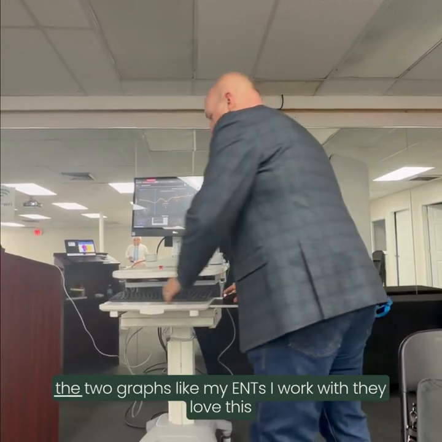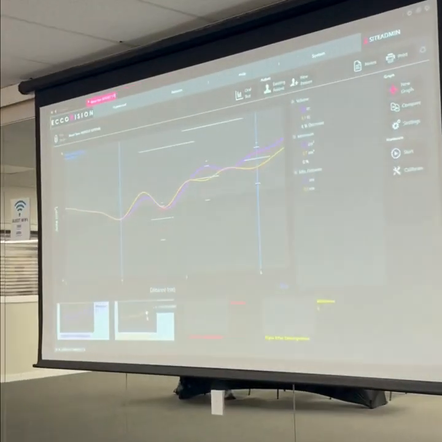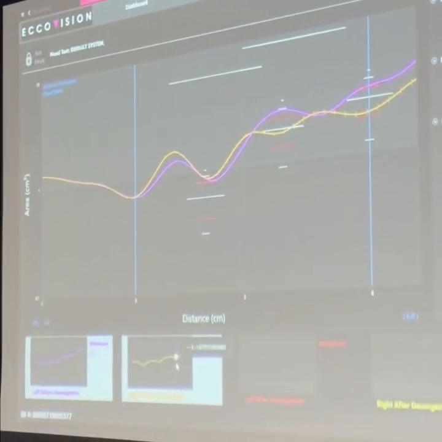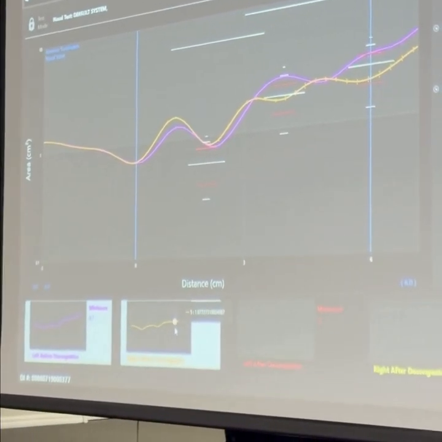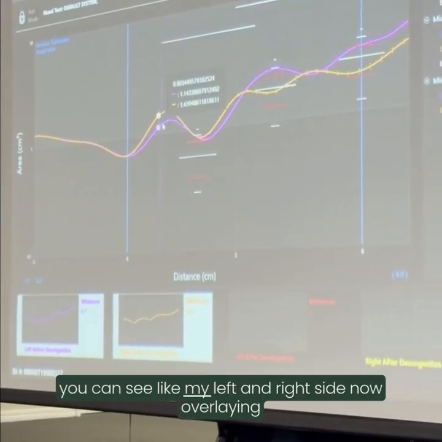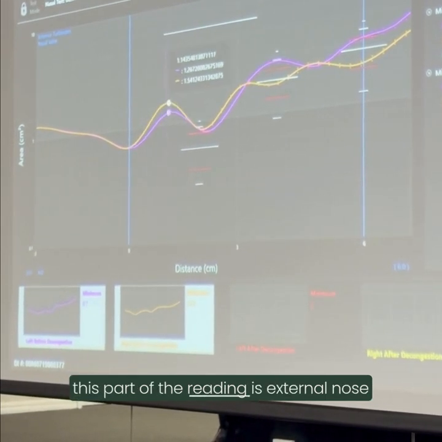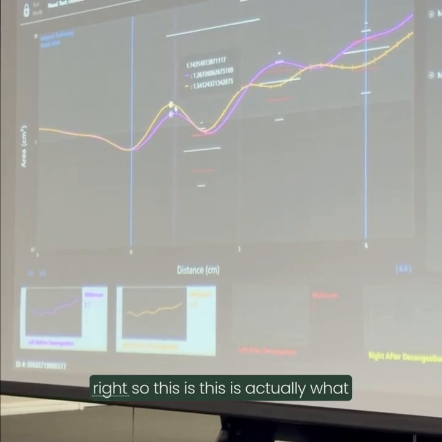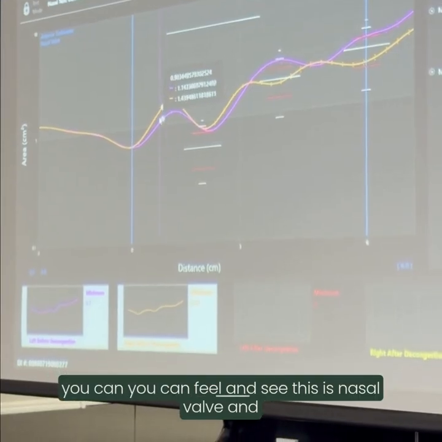You can overlay the two graphs. The ENTs I work with love to see that when I send a rhinometry printout, to confirm what they're seeing on radiographs. So you can overlay the two, and you can see my left and right side now overlaying. This part of the reading is the external nose, right? So this is out here. This is actually what you can feel and see.